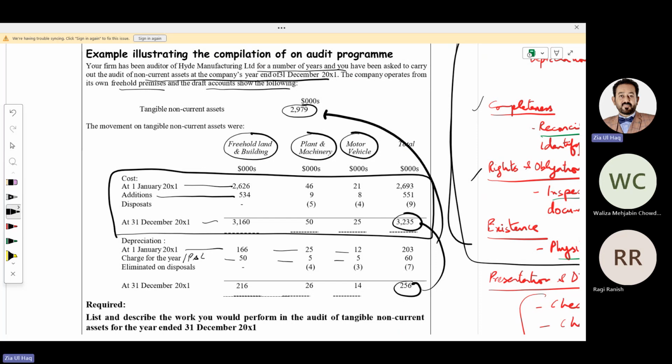What you need to do? List and describe the work you would perform in the audit of tangible non-current assets for the year ended. Meaning what work you will perform? What will be your audit program? It didn't ask you to write down substantive procedures to verify non-current assets. What work you will perform?